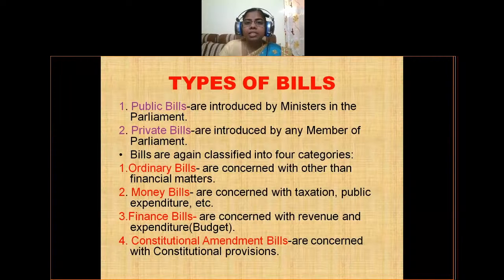Budget is nothing but an estimation of revenue and expenditure. Those bills can be called finance bills. And the last one is constitutional amendment bills. The bills which are concerned with the amendment of the constitution can be called constitutional amendment bills. So this is the brief description of types of bills.